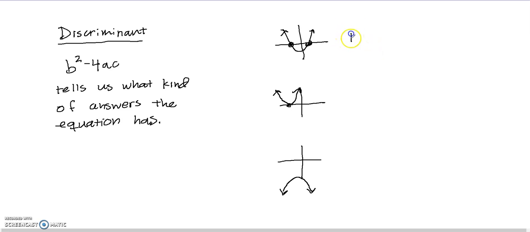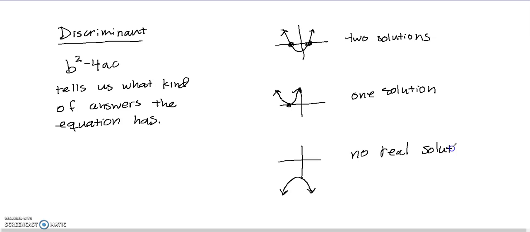You could have two solutions, one solution, or no real solutions. If you're working over the complex numbers, this would actually mean there are two imaginary solutions, but we probably won't get into that here. For the purposes of real numbers, though, this won't have any real solutions.